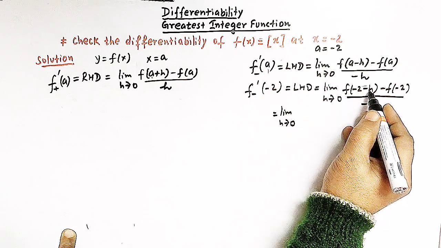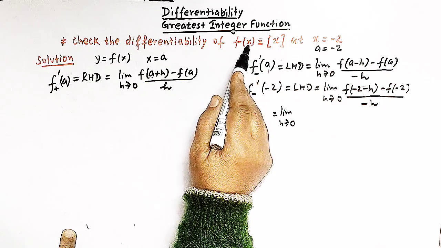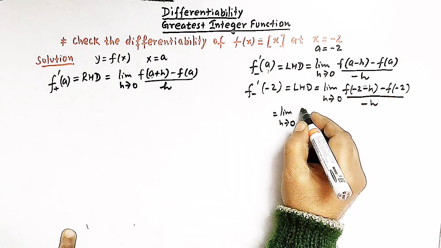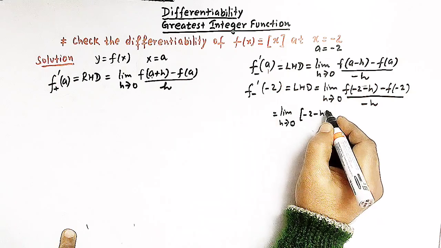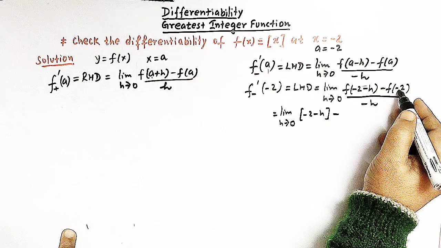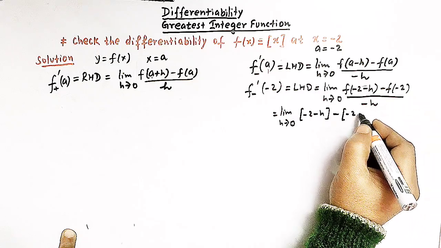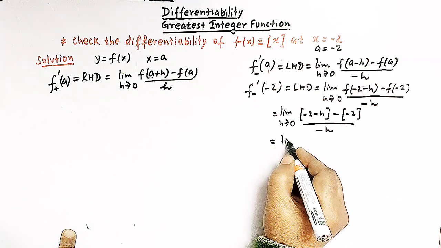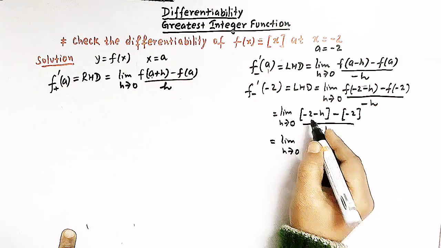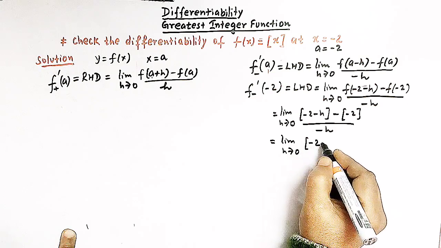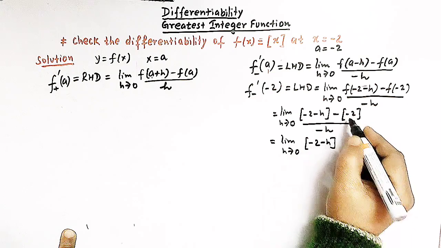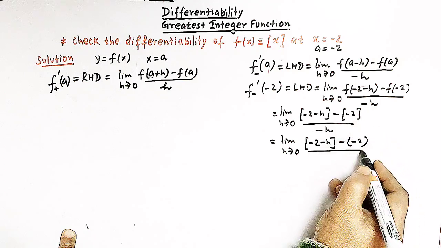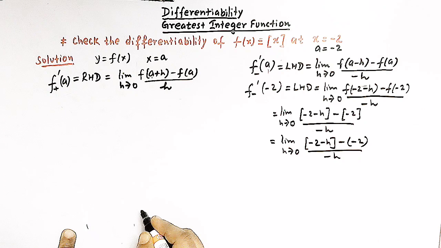F of minus 2 minus h can be obtained from this function by replacing x by minus 2 minus h. So we have greatest integer of minus 2 minus h, and here f of minus 2 is the greatest integer of minus 2, and here we have minus h. So now we have limit h tends to 0, greatest integer of minus 2 minus h, minus greatest integer of minus 2, which is simply minus 2, and here we have minus h, right?